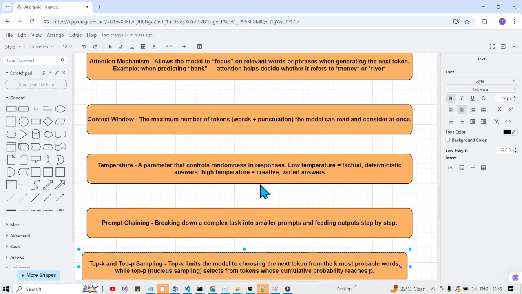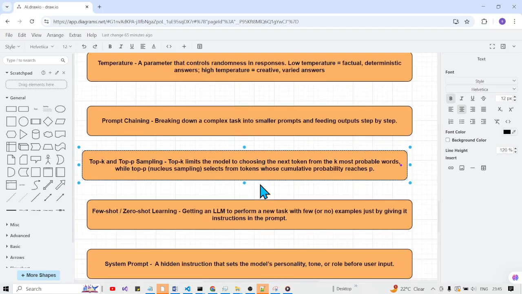Next concept is prompt chaining. Prompt chaining involves breaking a complex problem into multiple smaller prompts that feed into each other. For example, an agent must first summarize a document, then extract key points, and finally create an action plan. This step-by-step structure helps maintain context and accuracy across multi-step tasks. It's heavily used in building reasoning-based agents.